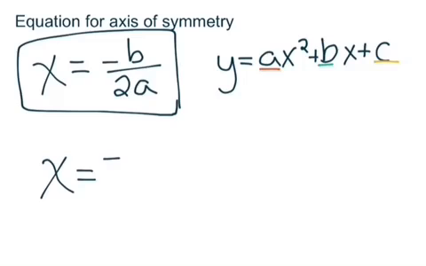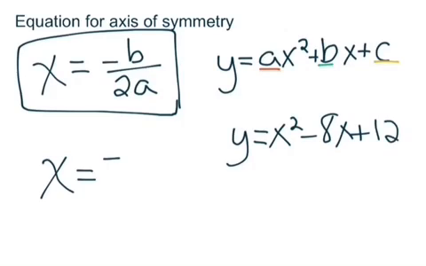So we're going to have negative, then we take our b value. Oh, I didn't give you an equation yet. Let's take an equation here. How about y equals x squared minus 8x plus 12? Okay, so now we have an a value, which is going to be our invisible 1 that's there. We have a b value of negative 8, and we have a c value of 12.